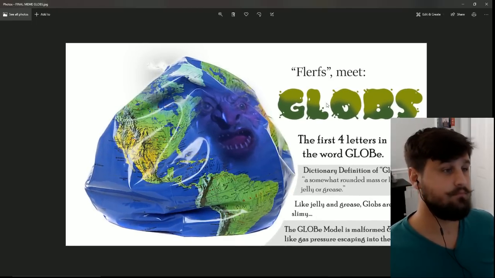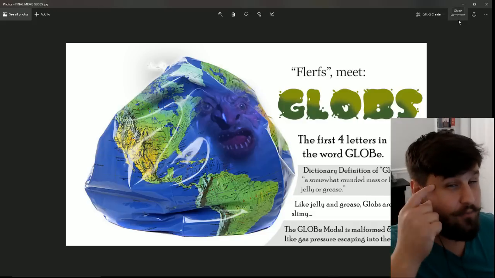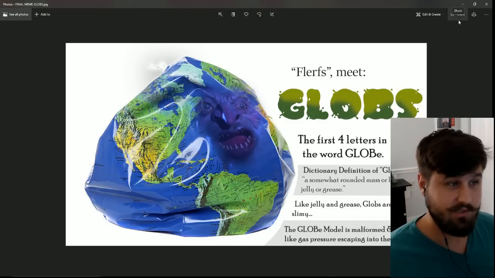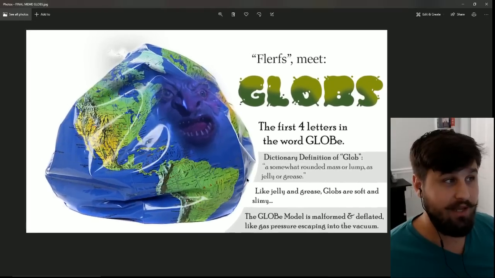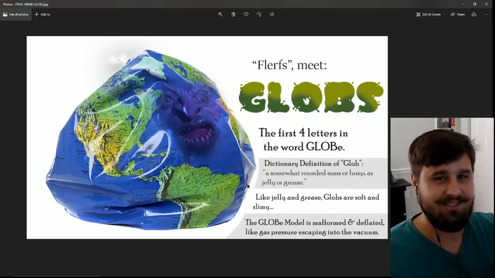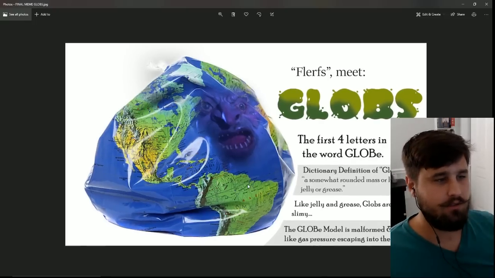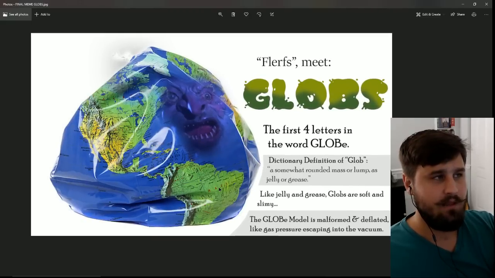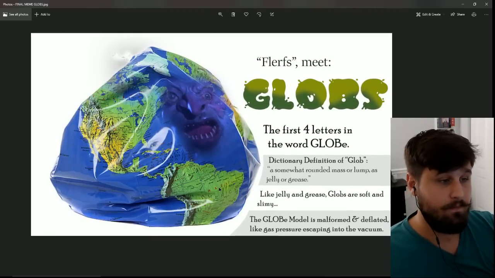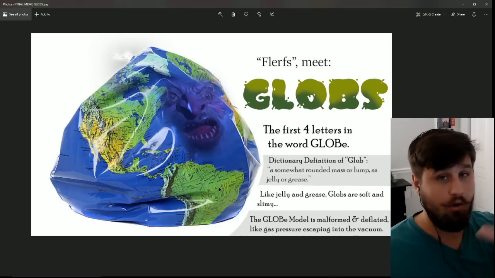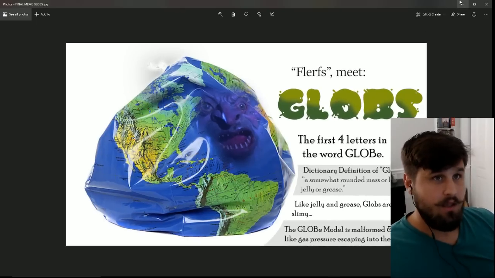Think about it. Think of every single psycho globe troll who's ever trolled you, and tell me they don't just resemble this right here. A deflated, malformed globe ball, just an angry little glob. And of course, the imagery here is so powerful because the glob model is malformed and deflated, like gas pressure escaping into the vacuum. Too many holes in the glob model.